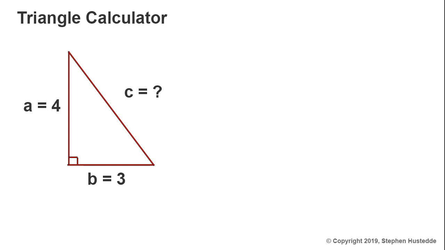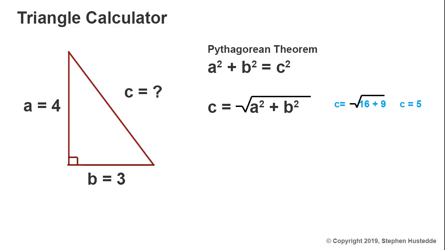Thinking back on your high school geometry class, you may recall that in the Pythagorean Theorem, a squared plus b squared equals c squared in a right triangle. And therefore, c equals the square root of a squared plus b squared. In this particular case, if a is 4 and b is 3, then a squared is 16 and b squared is 9. So 16 plus 9 is 25. And of course, the square root of 25 is 5. And so we know the length of side C is 5.